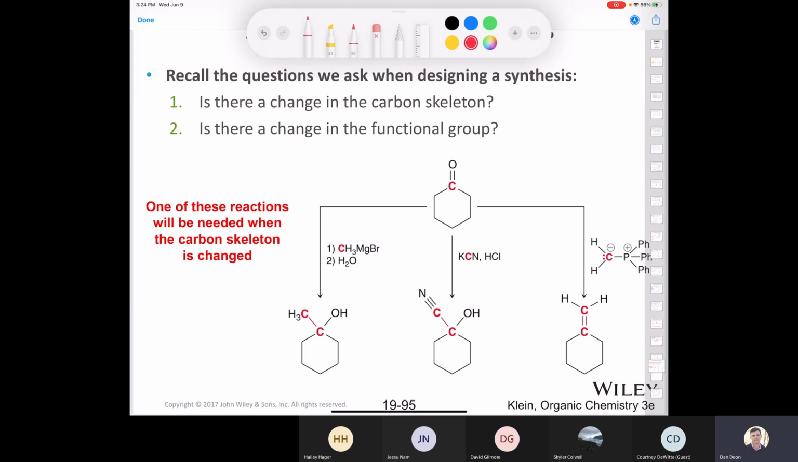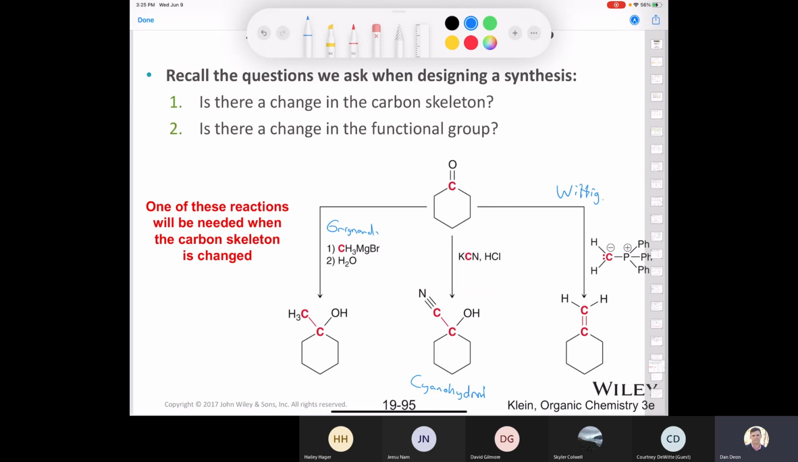In terms of changing the carbon skeleton and what we learned in chapter 19, you've either got to use a Grignard. So here's a Grignard reaction. You've got to make a cyanohydrin. You've got to, not cyanohydrid, cyanohydrin. You've got to do a Wittig reaction, right, in order to change the carbon skeleton.